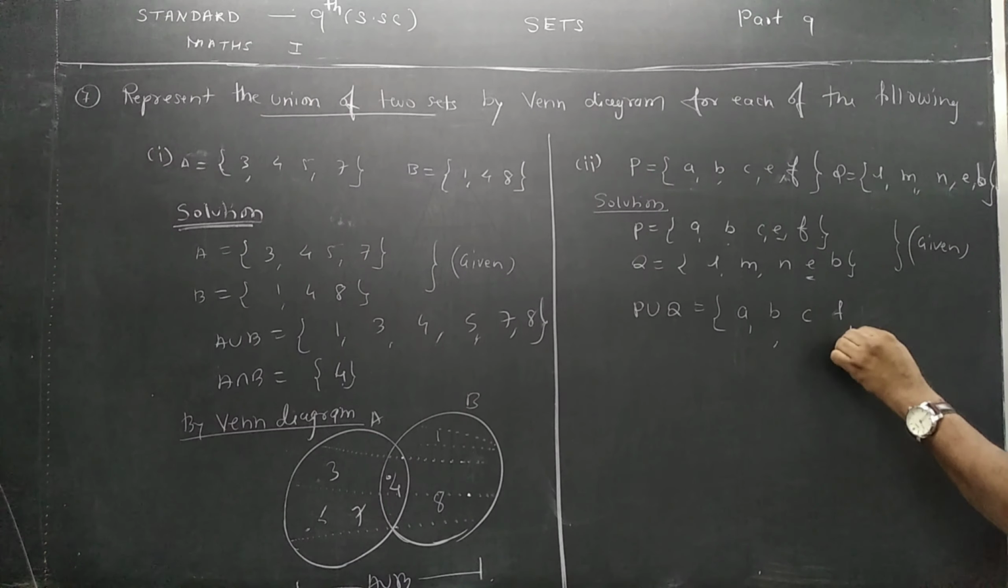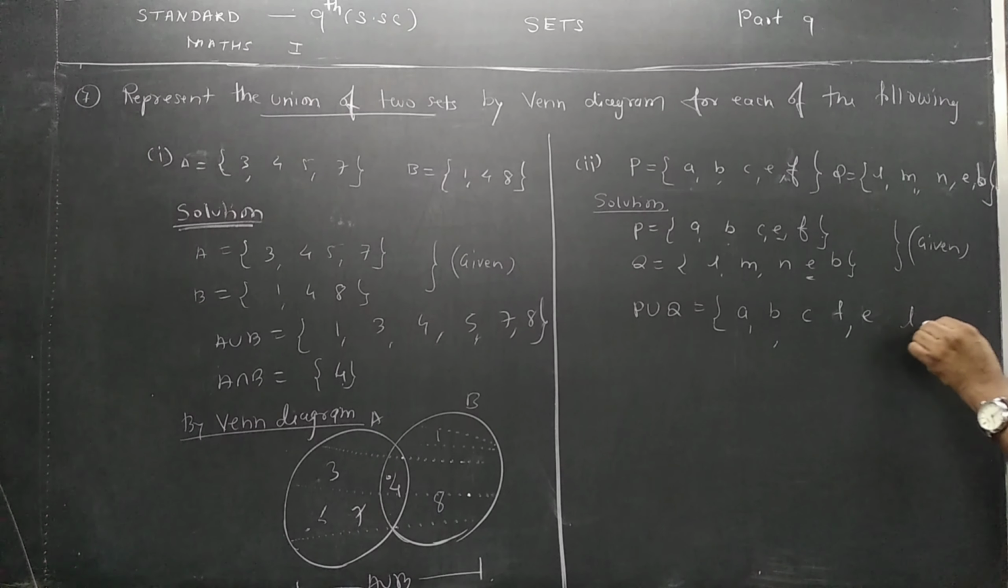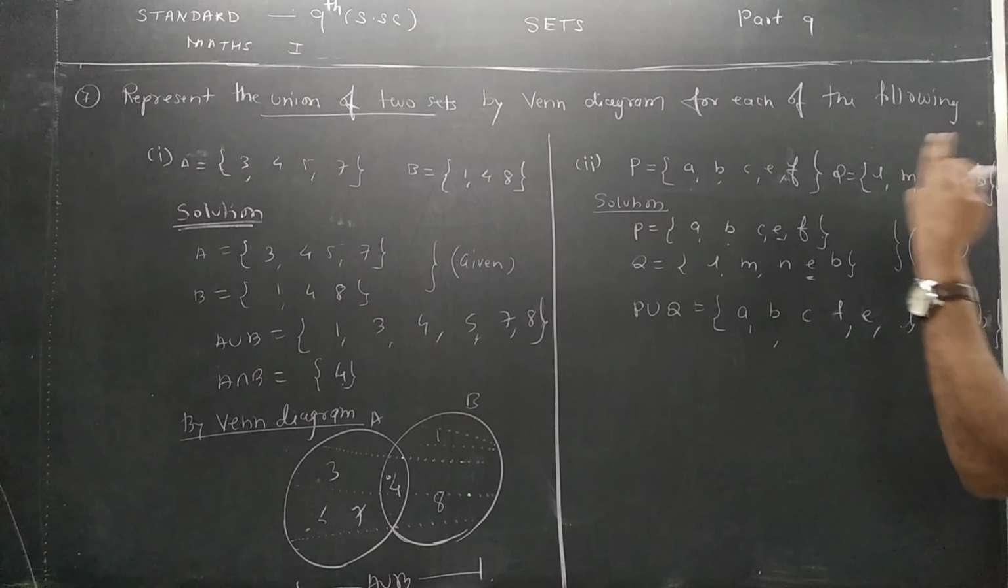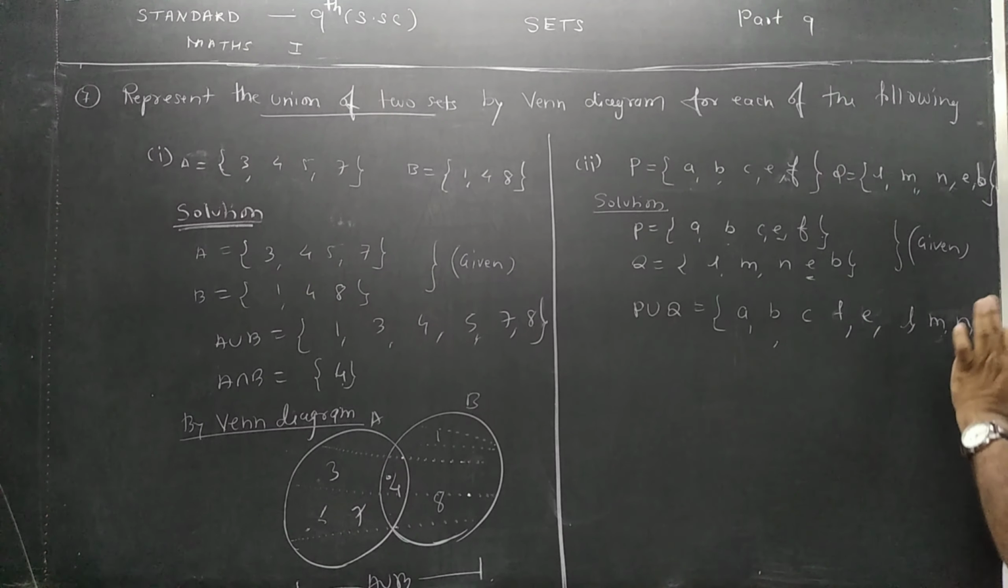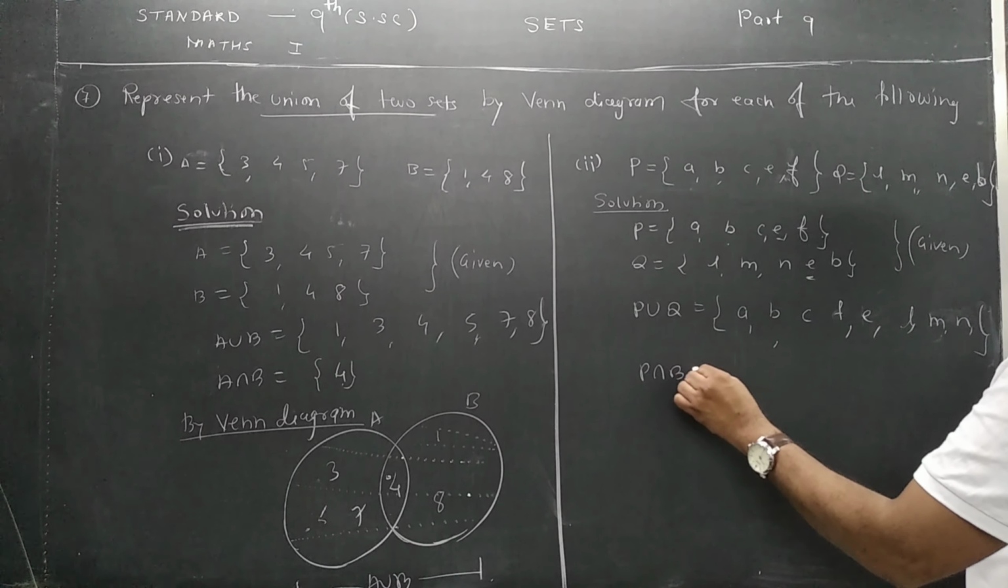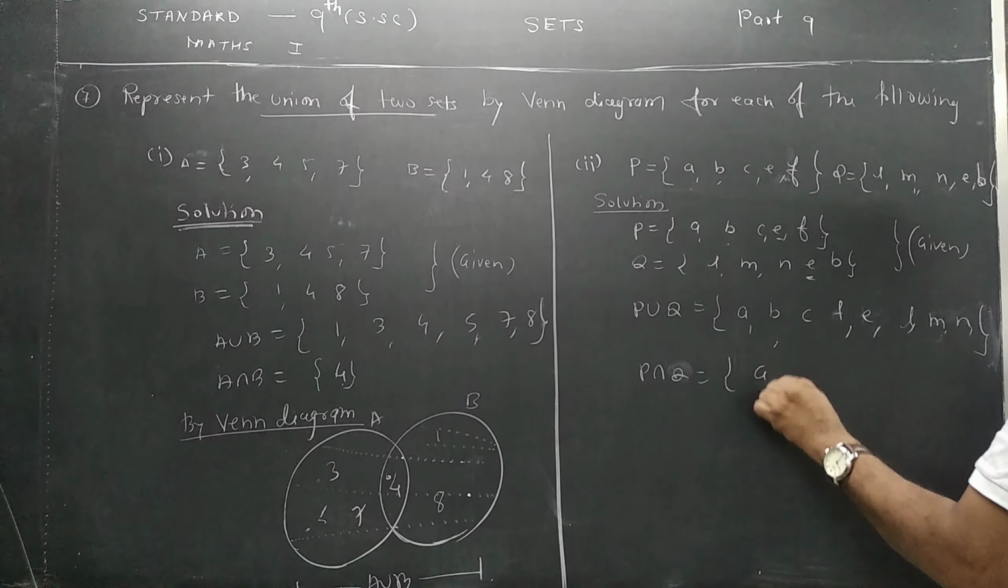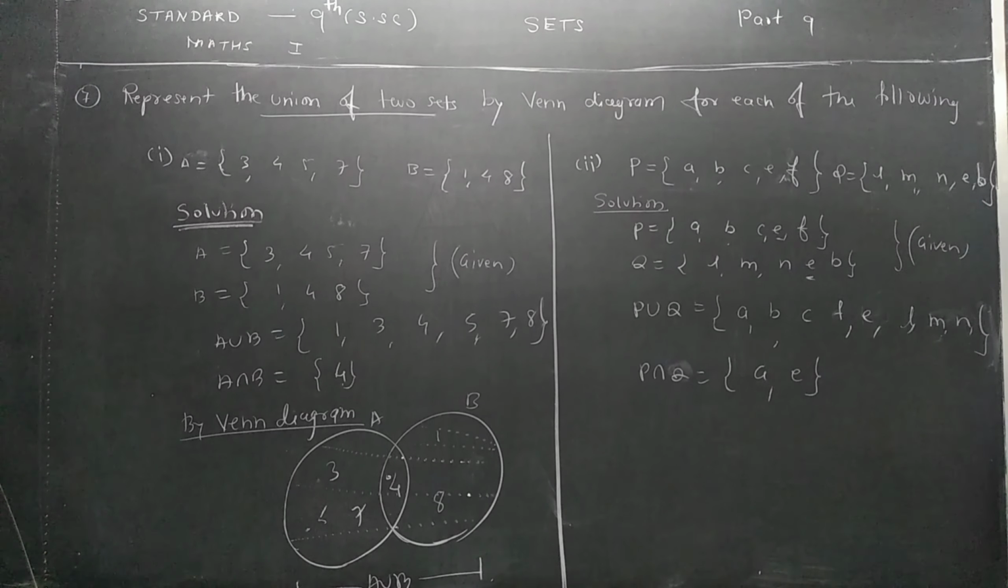I'll write F first, then E, correct? L, M, N, and B, because you have already done E over here. This is P union Q. I'll check it once again. Oh, B is also common. So B we are not going to write again. Have you understood this now? So B and E will not get repeated. So what is the P intersection Q? That is B and E. Have you understood this now?